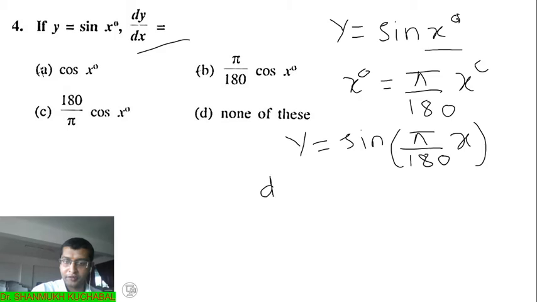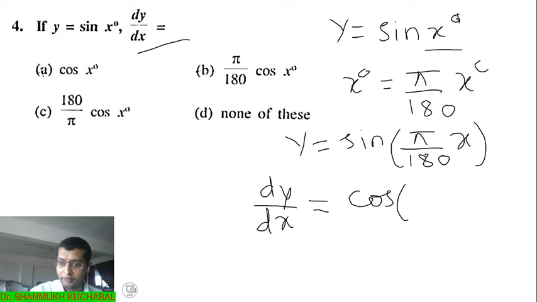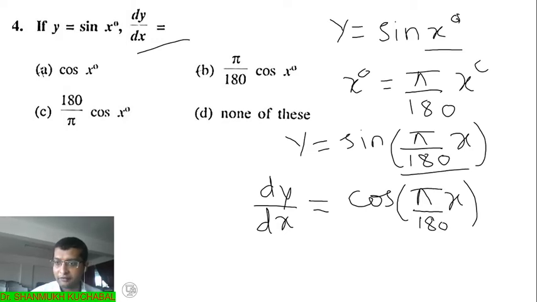So differentiate y with respect to x. y is the dependent variable, x is the independent variable. So sine differentiation is cos of pi by 180 into x. Further, inside there is a function pi divided by 180 into x, we have to find the differentiation of that. So x differentiation is 1, constant as it is, pi divided by 180. Therefore here option B is the right answer.